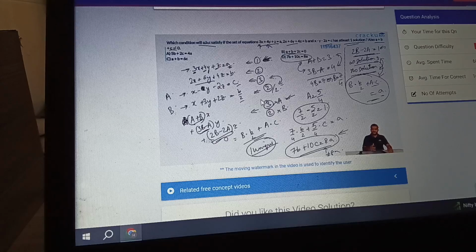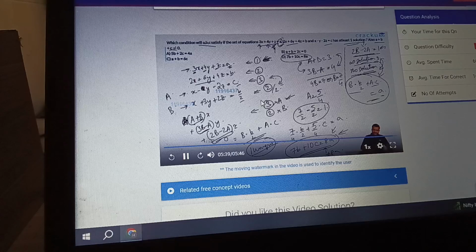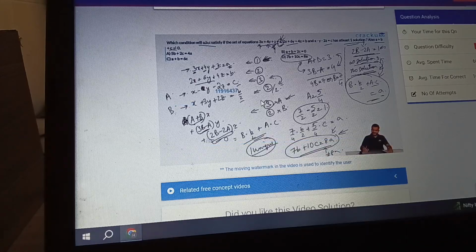Once you get the x and y coefficients to be the same, you check if the z coefficient is also the same or not. If the z coefficient is also the same, then it would imply that the system has either infinite solutions or no solutions. It will have infinite solutions if even the constant terms match. So in this case, for the constant terms to match, you will have 7b plus 10c has to equal 8a. If the constant term doesn't match, then the system will have no solution. Anyway, the answer in this case is 7b plus 10c is equal to 8a.